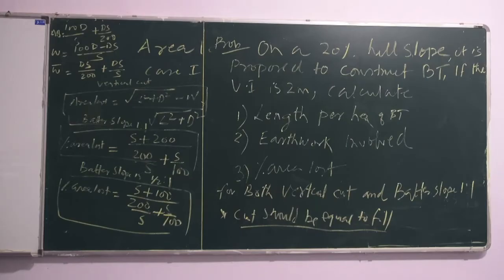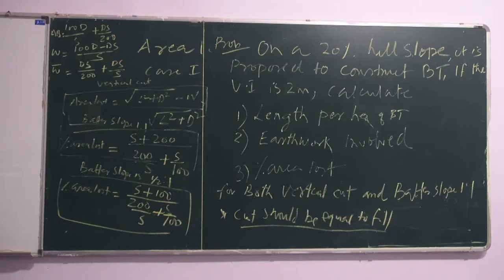Once you find the horizontal interval, you can find out the length per hectare of bench terrace. How? Because per hectare means 10,000 square meter, and if you find out the horizontal spacing, then 10,000 divided by the width or the horizontal spacing will give the length of bund per hectare. And second, the earthwork involved.